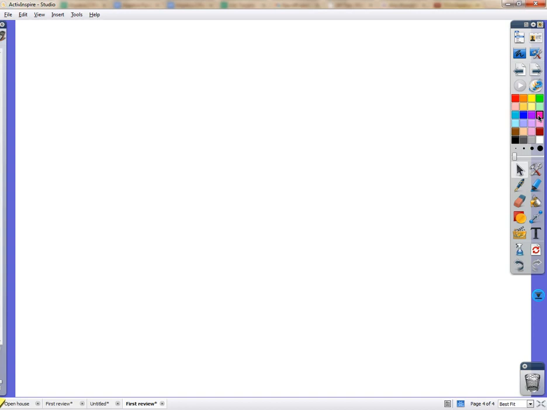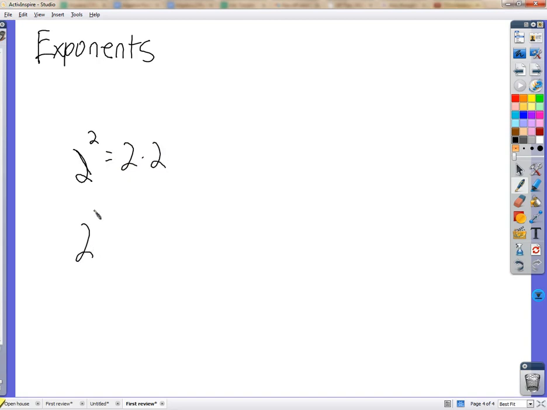All right. So next, we have exponents. Exponents. So here's an exponent. Let's say 2 squared. What does it mean when I square 2? You multiply it by itself. Multiplied by itself. 2 by itself. 2 to the third. 2 times 2 times 2.